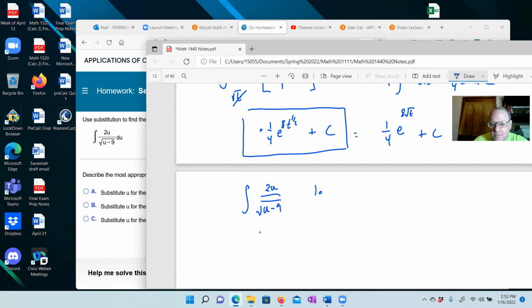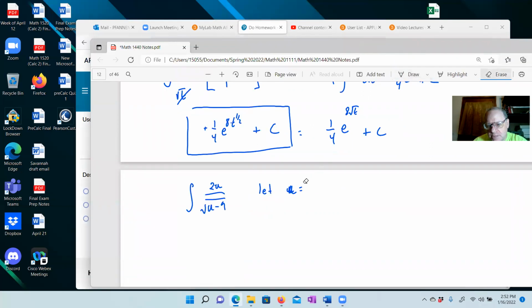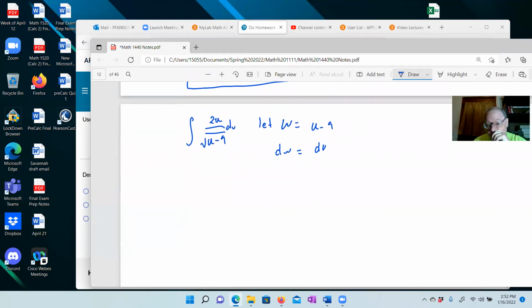Okay, so you might say something like let u is equal to, oh, we're already using u, sorry. Favorite letter after that. Okay, so how about u and v look too much alike. Let w equal u minus 9. So dw is equal to du. Right, and that's not gonna help too much. Okay, we have to massage this thing.